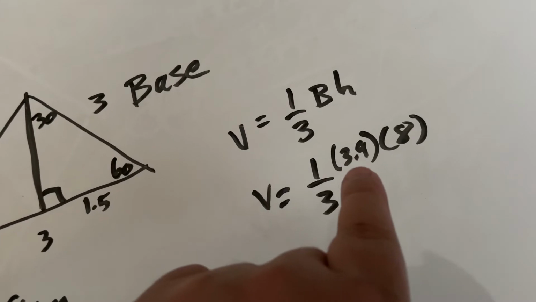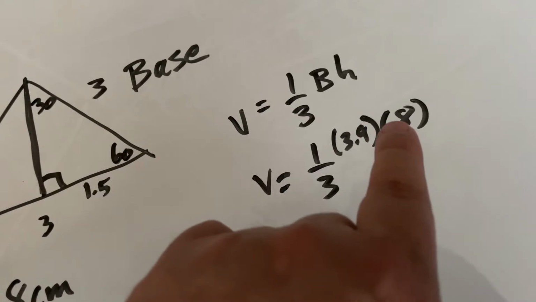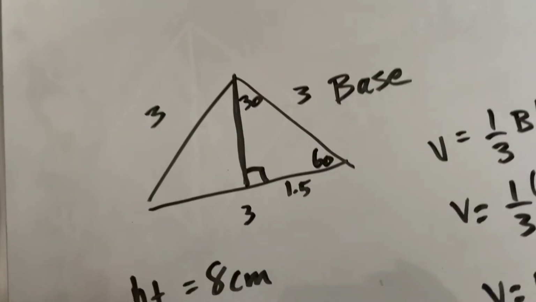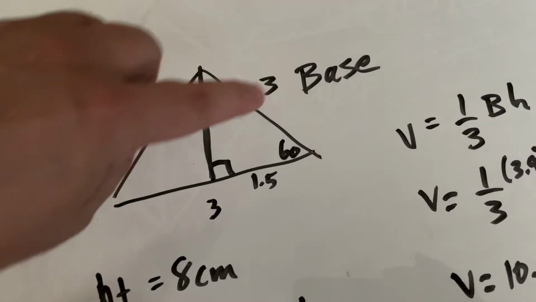Now I calculated 3.9 for the area of the base. I'm going to show you how I did that. That's the hard part. That's easy. That was in the problem. This was in the problem. That's the hard part. So if you draw this equilateral triangle, each edge is 3, 3, 3.